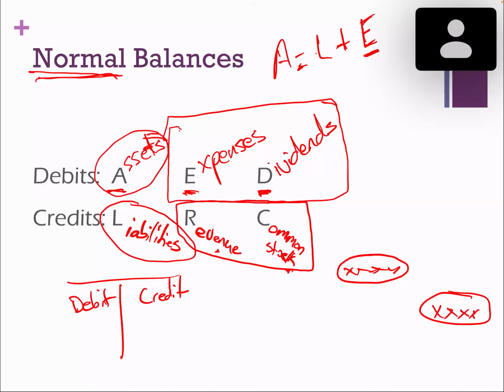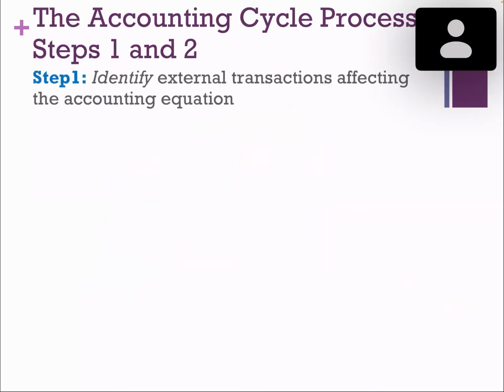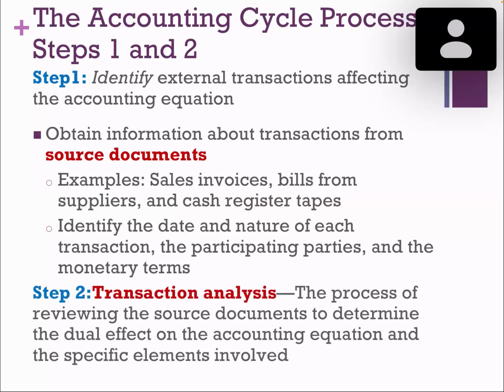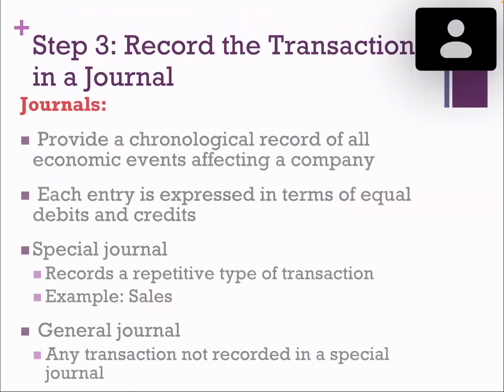Okay, so let's do some practice. So you can read through this one on your own. This is that chapter 2 transactions or practice problems. But we identify transactions by using source documents. Then we figure out how that transaction impacts the accounting equation, and then we record journal entries.